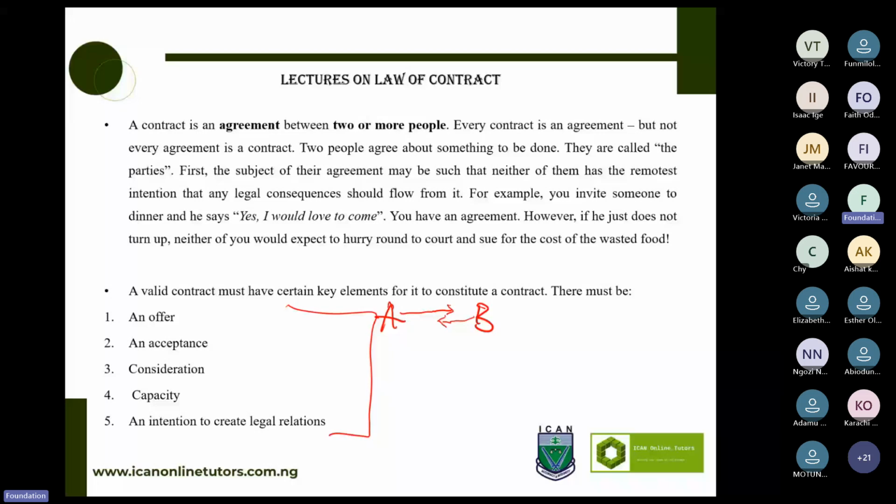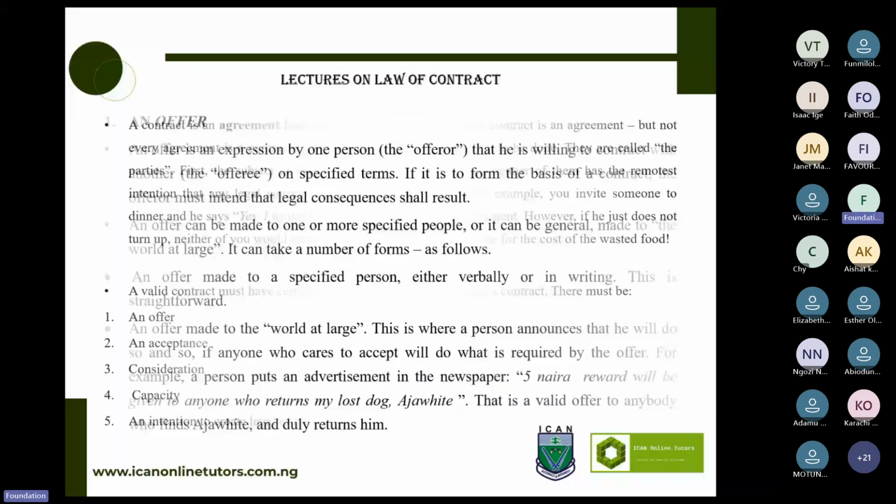A went to B to say, let's do business together, and B said, sure, I'm happy. That is offer and acceptance. Now, you cannot do business together with an empty hand. Something will be involved, right? Commercial value will be involved. Money will be involved. That money that is involved is the consideration here. That money that is involved is the what, class?